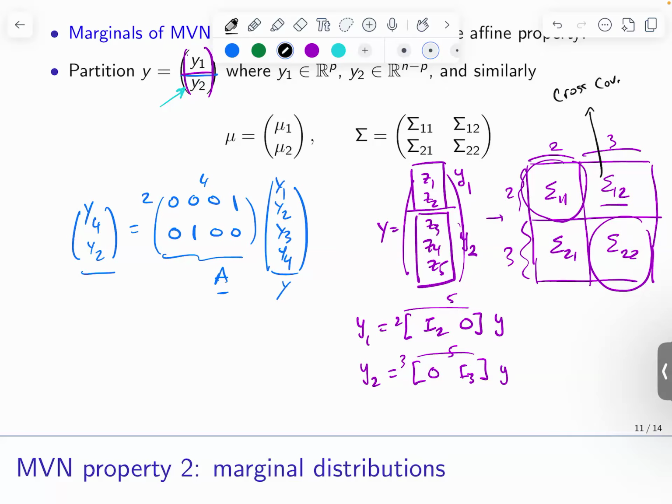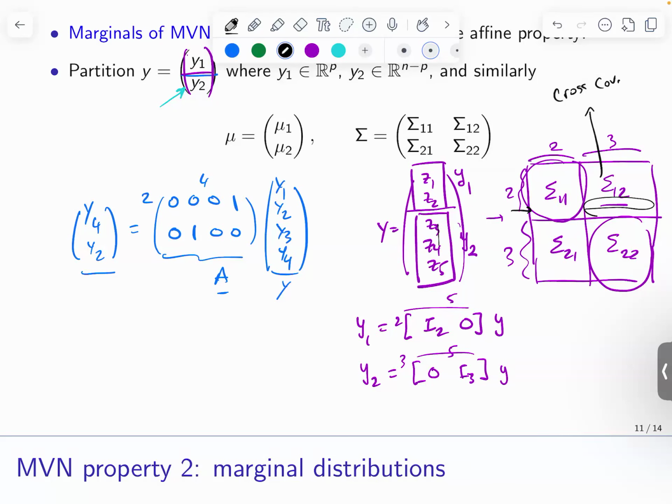Okay, so you can just write it down. It would be the covariance of z1 with z3, z4, and z5. That would be the first row, and then the covariance of z2 with all the other entries of y2 in the second row. So this block partitioning is very useful for determining the relation of y1 and y2. Is this roughly okay? This is oftentimes what you do.